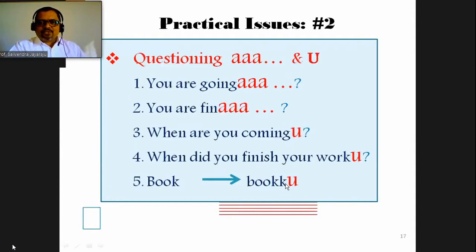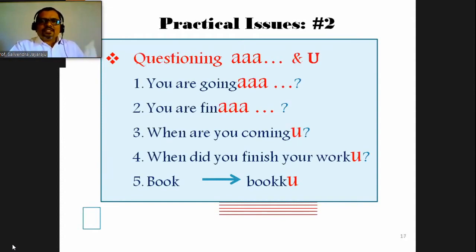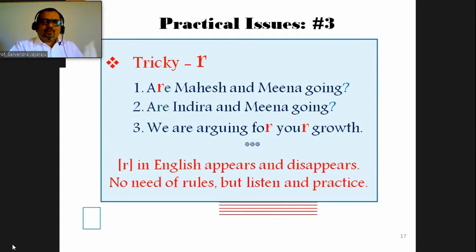All right, now let us come to the other important thing. So the first one, the U ending of English words borrowed into Telugu, you have to pay attention to them. You have to chop U. The second, the questioning U. The third one, the tricky R sound. Are Mahesh and Meena going? R. But in the English way, are Mahesh and Meena going? Ra disappeared here. In writing, it is there. But in speech, while you are listening and trying to understand the utterance, Ra is not there. Are Mahesh and Meena going? So Ra in writing is there, but Ra in utterance is not there.